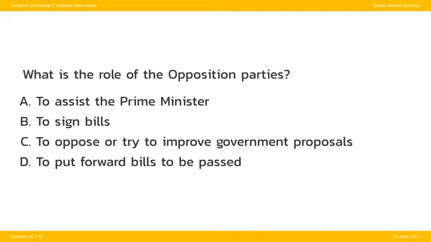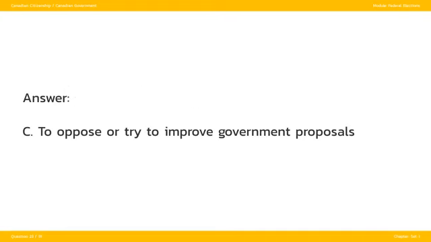What is the role of the opposition parties? A. To assist the Prime Minister. B. To sign bills. C. To oppose or try to improve government proposals. D. To put forward bills to be passed. The answer is C. To oppose or try to improve government proposals.